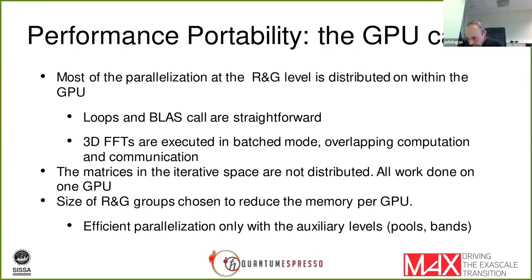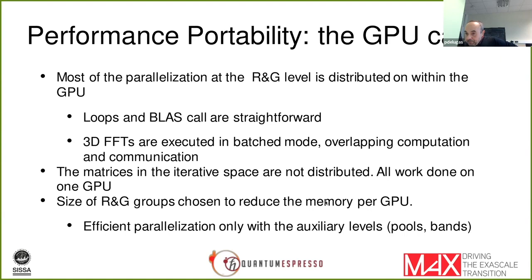The other thing that is important is that as you are able to minimize the number of MPI groups on which you distribute the RNG group, the GPUs allow you to use the auxiliary parallelization levels much more efficiently. As you will see mostly tomorrow with the phonon code, it's possible to really push these auxiliary parallelization levels to the limits in order to have extreme parallelization, and get better performances with them.